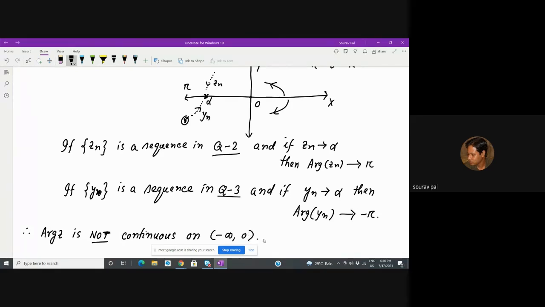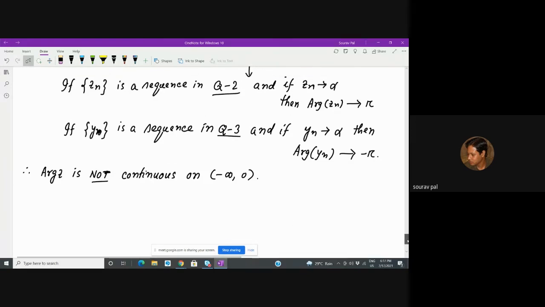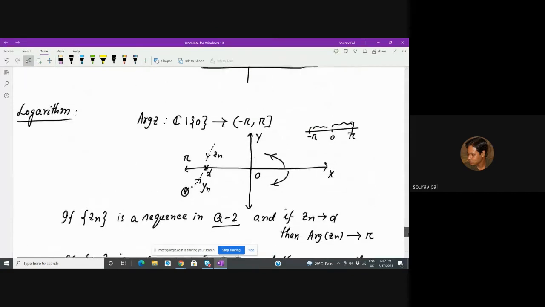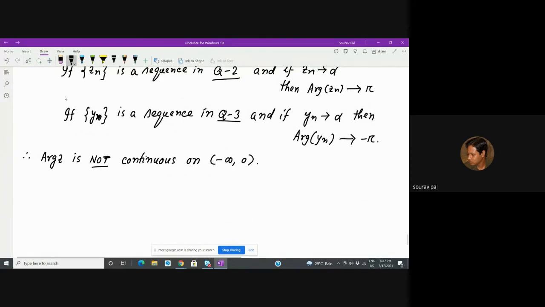What is the negative axis? I am excluding 0 because it is not defined at 0. So no point including 0. So if you want to make this function, this principal argument, continuous, what is the maximal possible domain on which it can be defined? Can you please tell me?